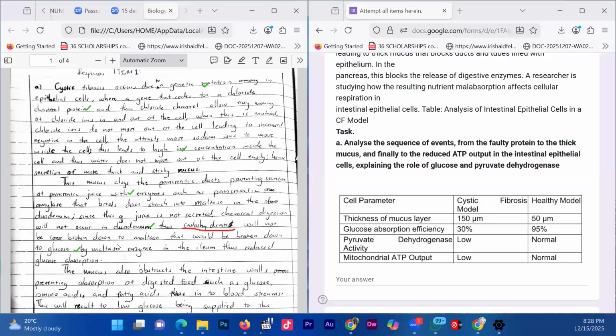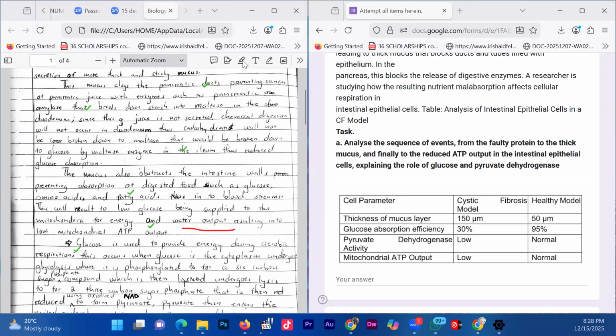Let me continue here, saying that the mucus also obstructs the intestine, preventing absorption of digested food such as glucose. Okay, let me activate this as well.